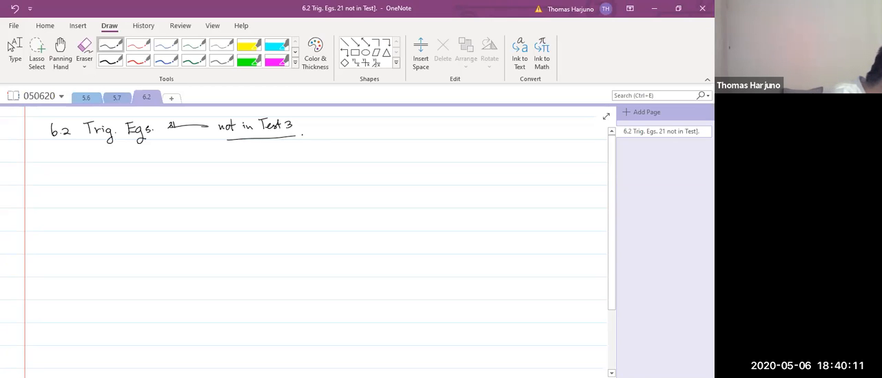Okay, I start simple first. A lot of memorization needed here though. Suppose, for example, I ask: solve sine x equals 0.5, or 1/2. Now, think about what's the reference angle. Sine of what equals 1/2, and that angle is in quadrant 1.